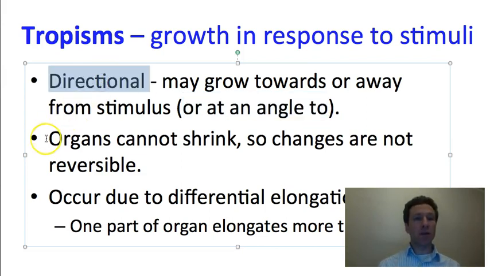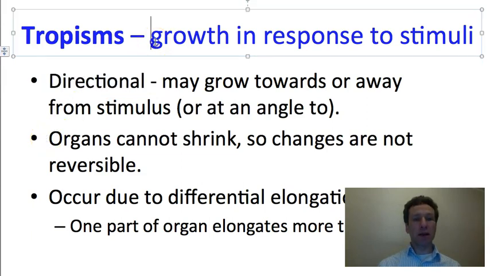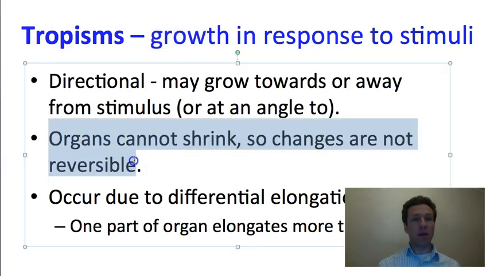So they're directional. And because they are growth responses, this means that literally either cells are being added or cells are expanding in order to allow the movement to occur. We know that once plant cells harden their walls, then those cells cannot shrink back. That means that once the growth response has occurred, it is not reversible. So for example, if a stem grows at some particular angle because of a tropism, it cannot later change that.